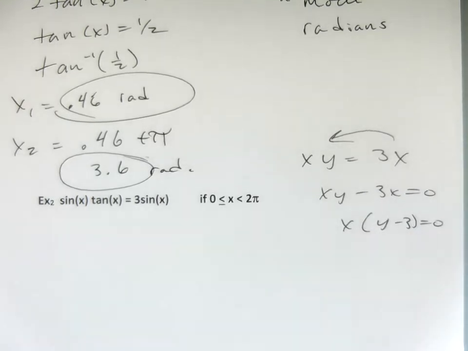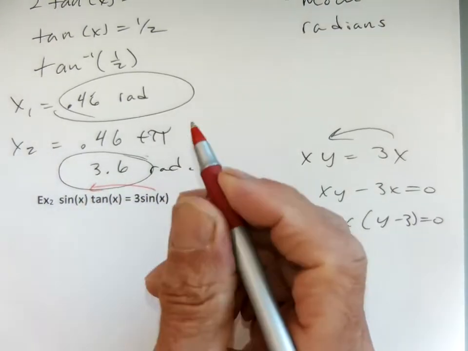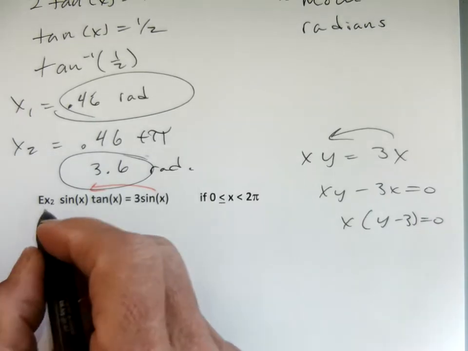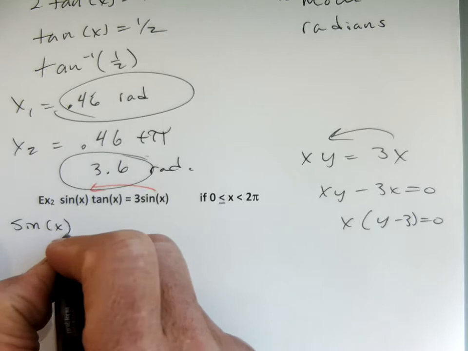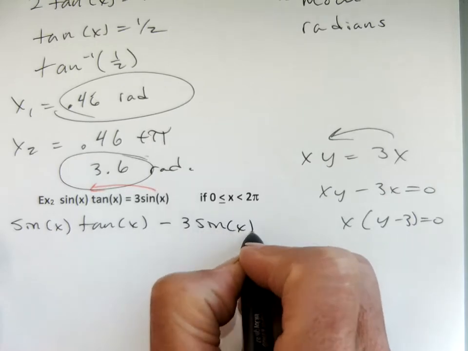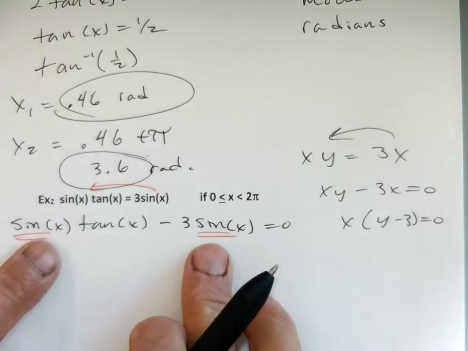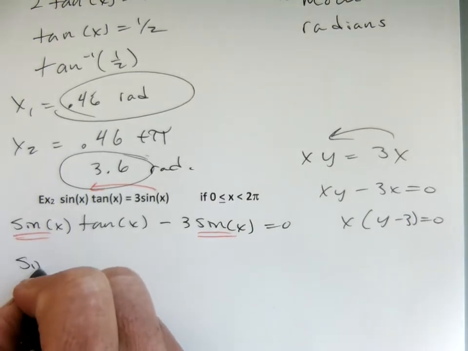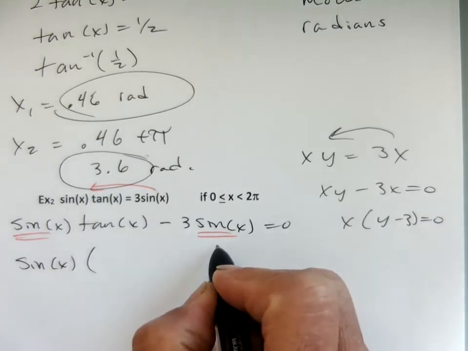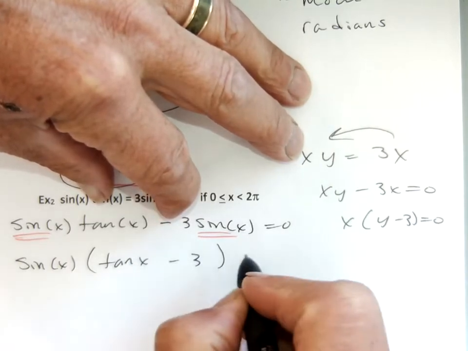And then I have many equations, right? Well, instead of x's and y's, it's just sines and tangents. I'm going to do the same exact process. Let's bring the 3 sine of x over to the left-hand side. So I'll have a sine x tangent x minus a 3 sine of x equals 0, okay? Now the reason I did that is because they both have a sine of x in common, right? So we'll common factor out a sine of x. And when I do that, I'll be left with a tangent of x minus 3 equals 0.